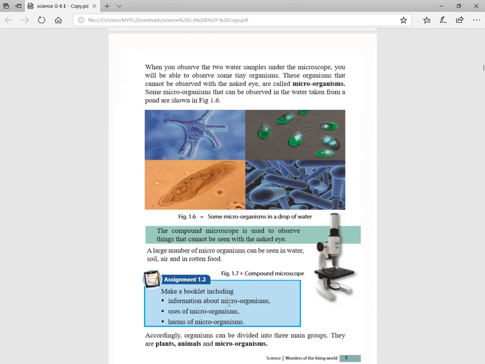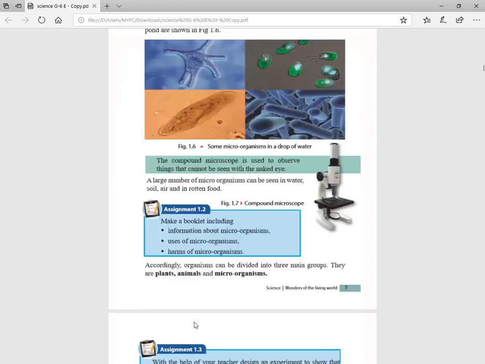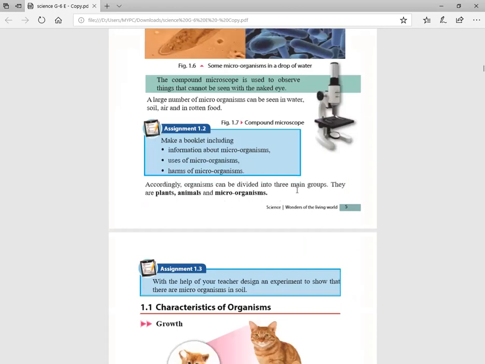Make a booklet including my information about microorganisms like this. Uses of microorganisms. Another one is harms of microorganisms. Accordingly, organisms can be divided into three main groups. They are plants, animals, and another one is microorganisms.